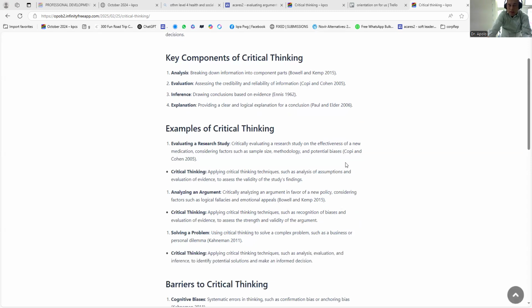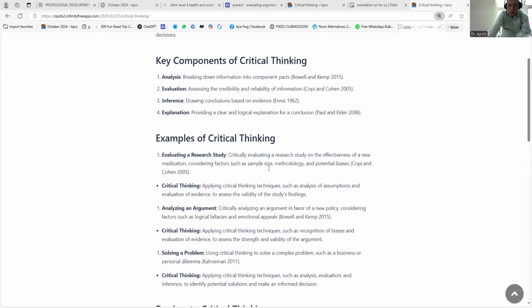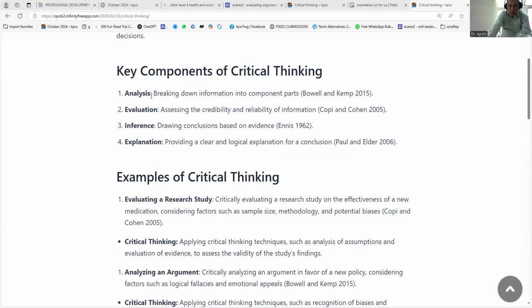When you say analysis, that is breaking information into parts, into components. So identifying each of the sources. The components, that is analysis. So breaking and then labeling. And then evaluation is assessing the credibility and reliability of information. That means you have a comparison, and then you see if they are the same.